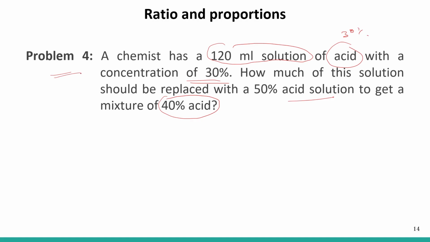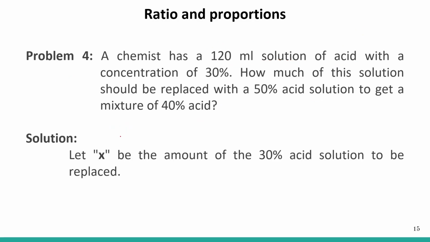This is problem number 4. This is a slight deviation from the previous two problems, so this is not a big issue. Let's proceed with the solution. Again, we assume something in order to convert that word problem to an algebraic problem, for which we need to solve for x. So let x be the amount of 30% acid solution to be replaced.